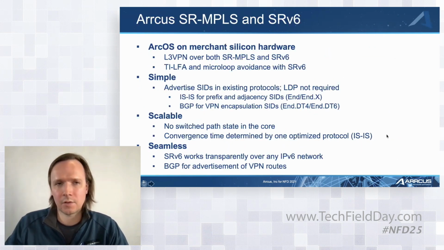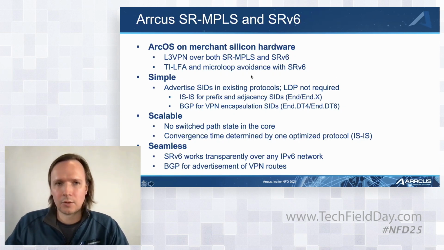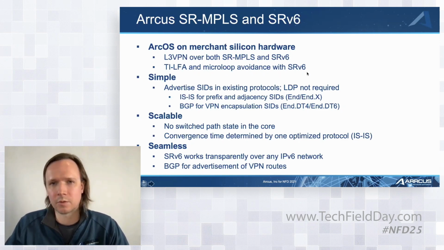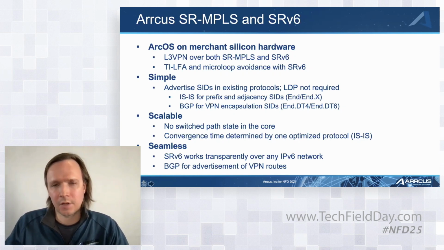So with Arrcus, our operating system that runs on merchant silicon hardware, you can do both SR-MPLS and SRv6 L3 VPNs. This is shipping. You can do topology independent loop-free alternate or TI-LFA, including microloop avoidance with SRv6. And this is an optimization in the IGP to make a more resilient solution. And it's simple because you're advertising SIDs in existing protocols. You don't require LDP. If that's existing, you can throw it out. ISIS advertises what are known as prefix and adjacency SIDs, and these are two types of behaviors that I might go into a little bit later.